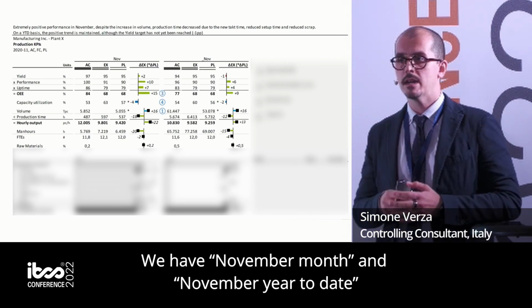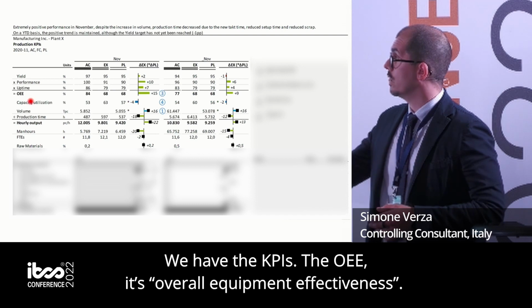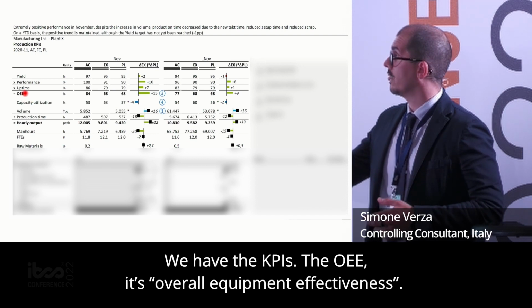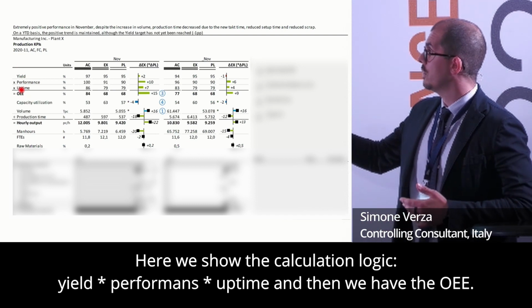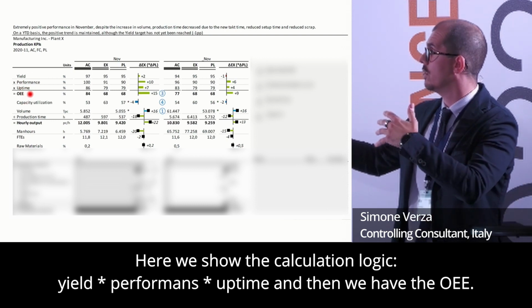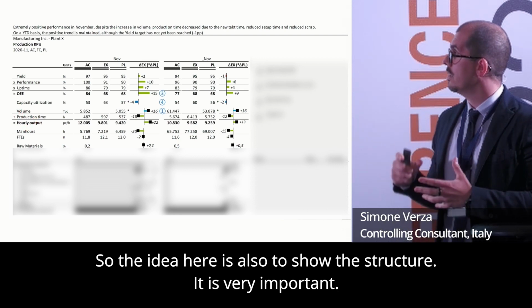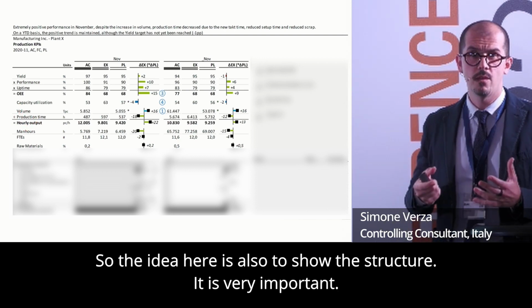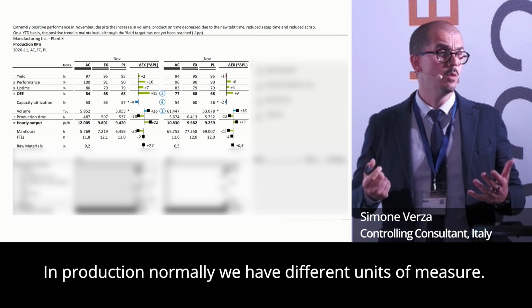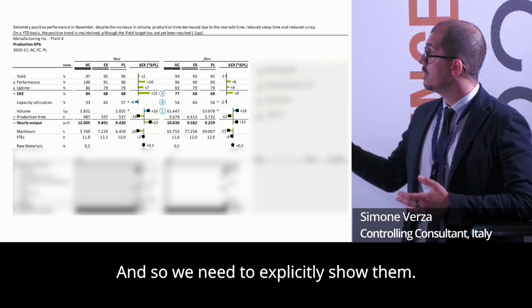We have November month and November year to date. We have the KPIs, the OEE, overall equipment effectiveness. Here we show the calculation logic: yield, performance, uptime, and then we have the OEE. And then the same story for the hourly output. The idea here is also to show that the structure is very important. In production, normally we have different units of measure, and so we need to show them explicitly.